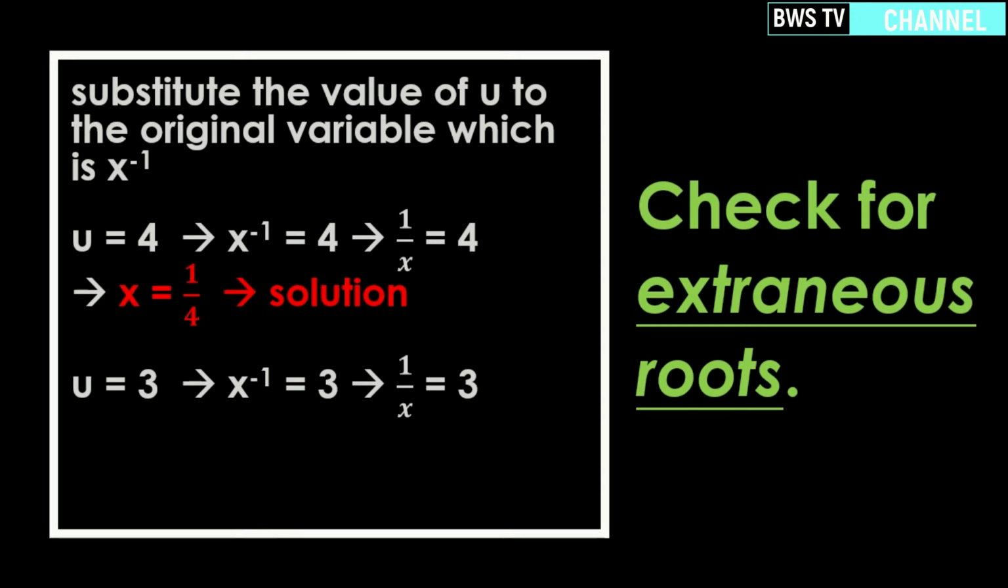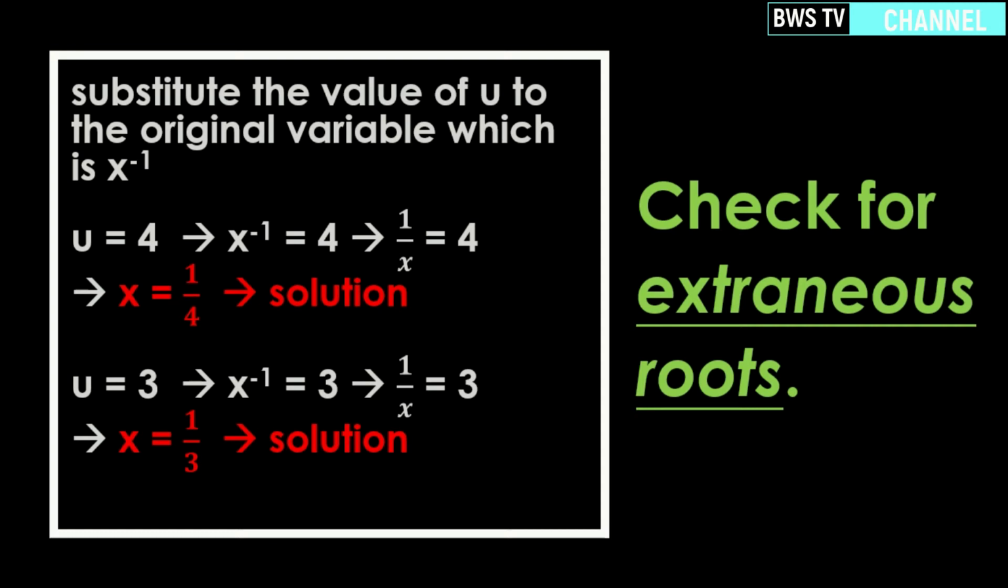Second is u is equal to 3. Same thing we will do. Change u to x to the power of negative 1 because that's what we did a while ago. And then is equal to 3. Then again change into fractional form. So 1 over x. And then swap the position of number 3 and x. Again, the numerator 1 will remain there. You will not anymore touch it. So exchange the position, swap.